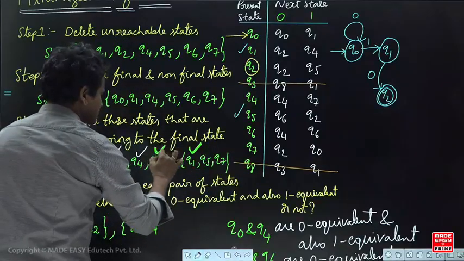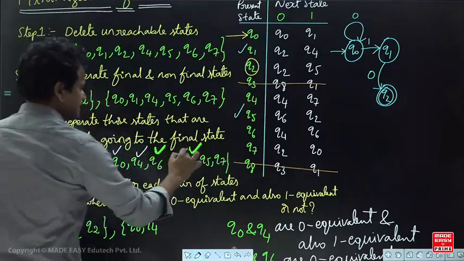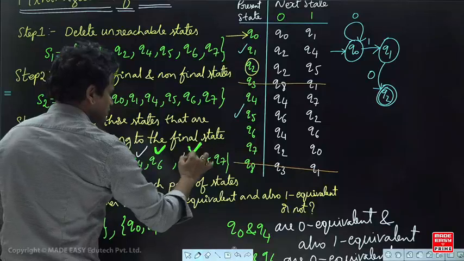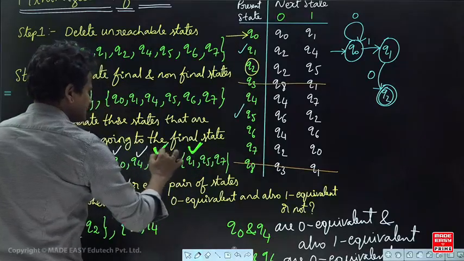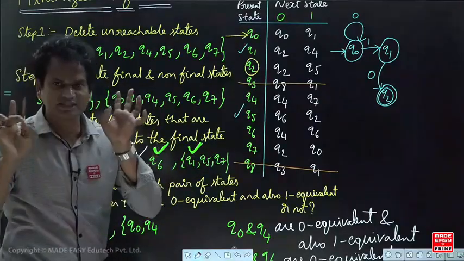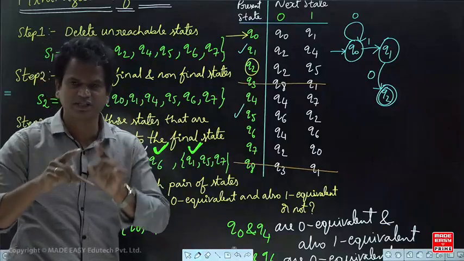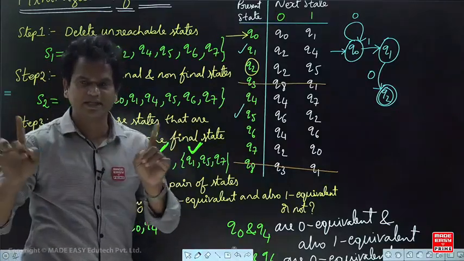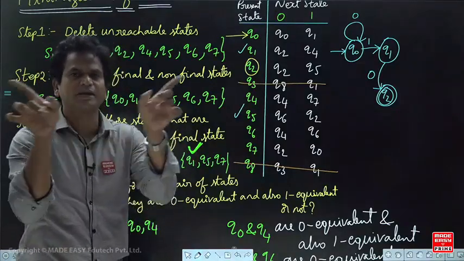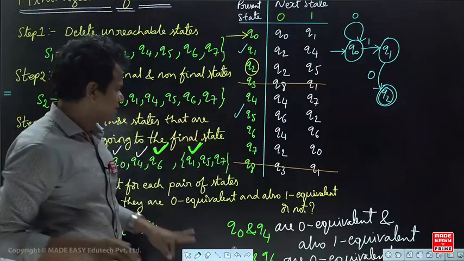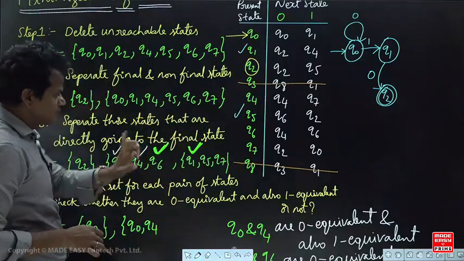So the outputs of Q0 and Q6 for input 1, one output is in this set, the other output is in this set. So the outputs are not in the same set. The outputs of Q0 and Q6 for input 1 are not in the same set. Then you have to separate. Are you following? So they are 0 equivalent but not 1 equivalent.